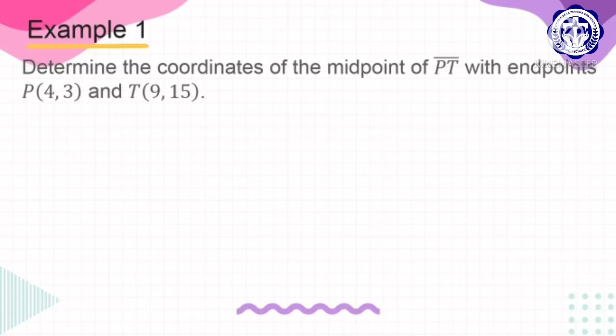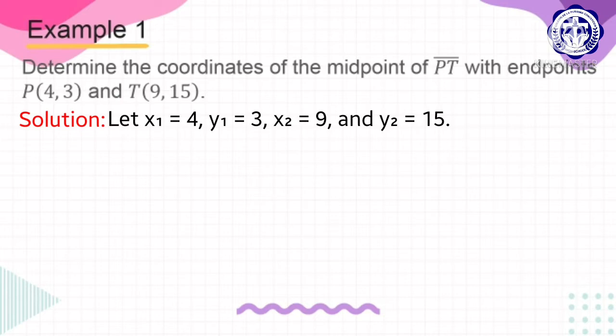Determine the coordinates of the midpoint of line segment PT with endpoints P (4, 3) and T (9, 15). Let us first identify the given values. x sub 1 is equal to 4, y sub 1 is equal to 3, x sub 2 is equal to 9, and y sub 2 is equal to 15. Let us substitute the given values to the formula. We now have (4 plus 9) all over 2, and (3 plus 15) all over 2.